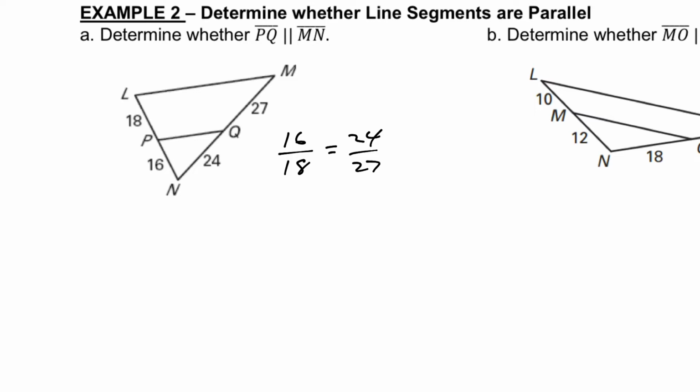Well, I just noticed there's an error on this. It's on part A here. It says determine whether segment PQ is parallel to segment MN. That would be an error. This segment right here, we're going to scribble this out because this should say segment ML.